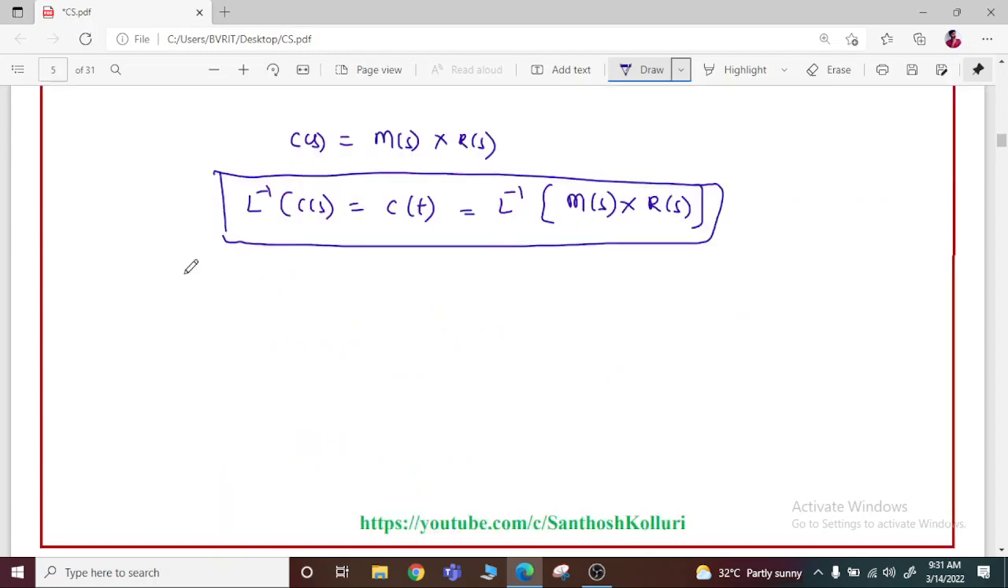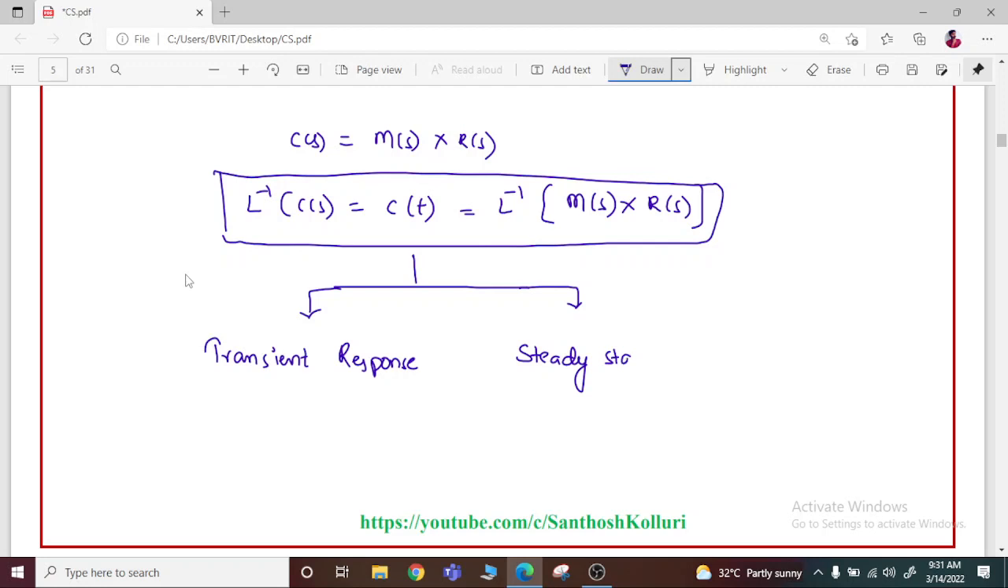Here the time response of a control system consists of two parts. First one is the transient response, and second one is the steady state response. In the transient response, it is the response of the system when the input changes from one state to another state, and here the speed of the system can be calculated.